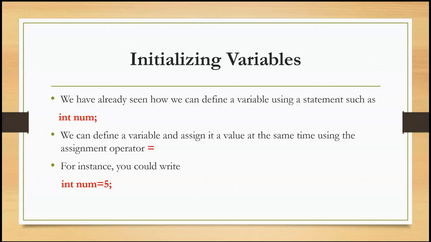So this equal sign is the assignment operator. Whatever value we have on the right side of the assignment operator is copied to the variable on the left side of the assignment operator. In this case, the value 5 is copied to the variable num. In other words, we may say that the value 5 is assigned to the variable num.